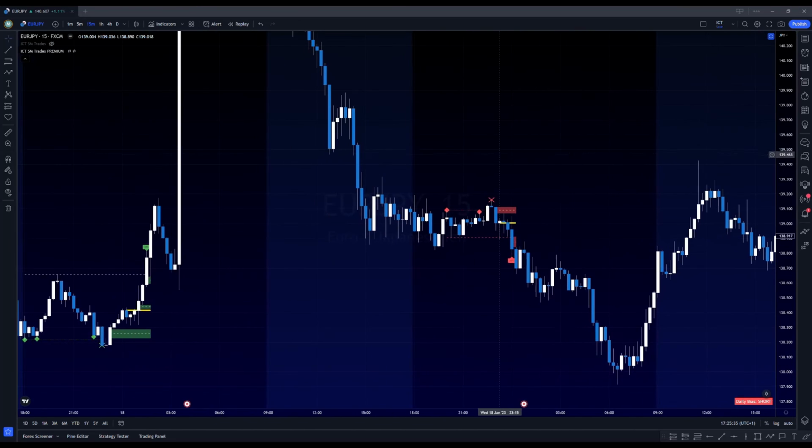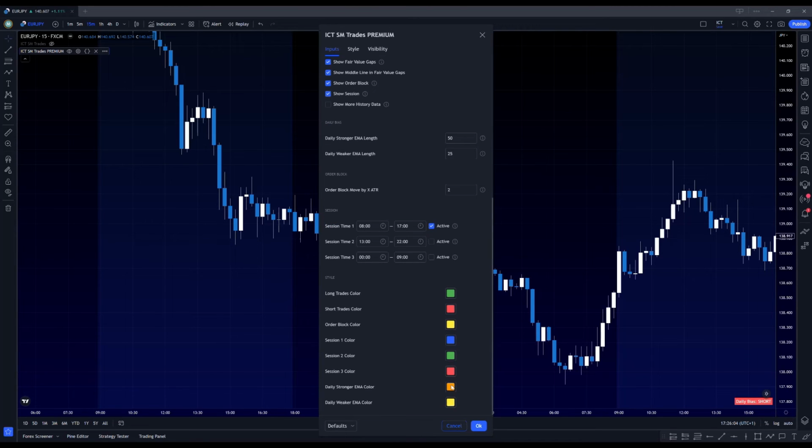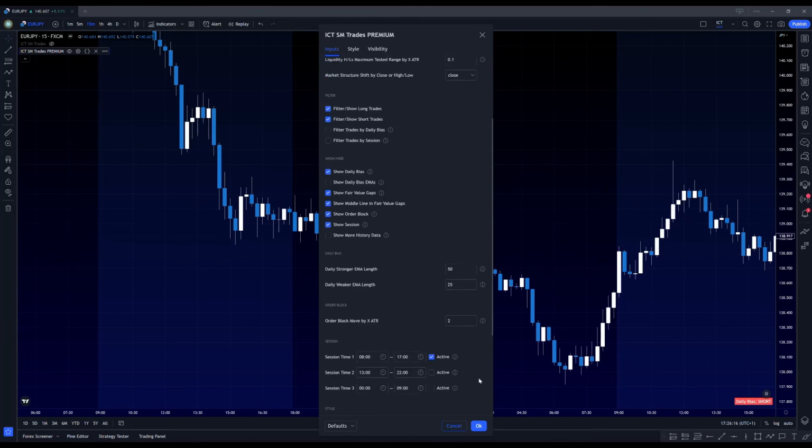Okay, and now I would like to show you some new features of the premium indicator. One of them is that from now you can show daily bias EMAs. These EMAs are used for calculation of the daily bias. They are two EMAs from the daily time frame. One is stronger, one is weaker. The stronger is by default orange and the weaker is by default yellow.